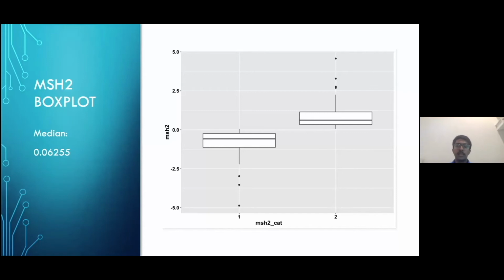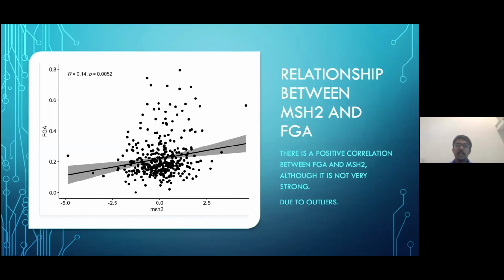I split the MSH2 value into two groups based on a median of 0.06255. On this slide, there's a scatter plot that shows the correlation between FGA and MSH2. The R value represents how strong the correlation is between both variables. The R value here is 0.14. This shows that there's a positive correlation, although it is not very strong. This is due to many outliers, as can be seen on the graph.